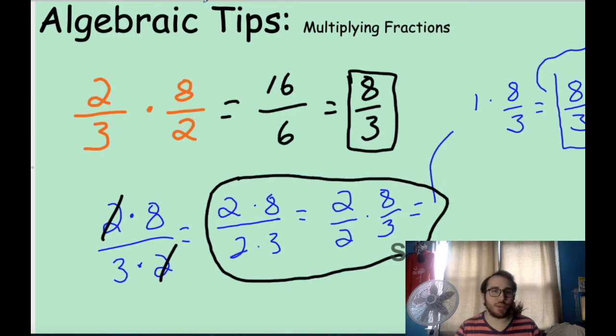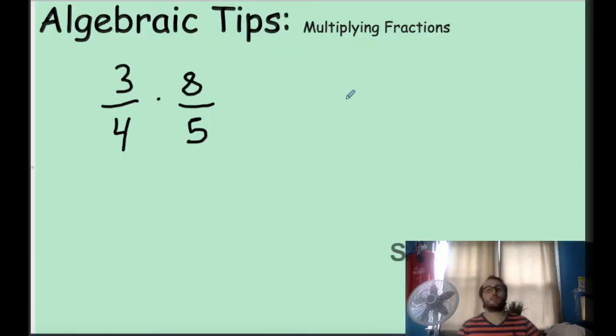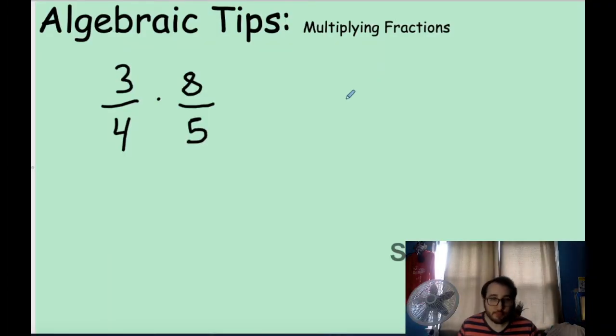I would like to do another example, just so that you can kind of see how this works. Okay, so let's do this. Now, we could multiply straight across, and you get 24 over 20, and then you can reduce. Or you can do it my way. And eventually, with enough practice, you will do this in your head.